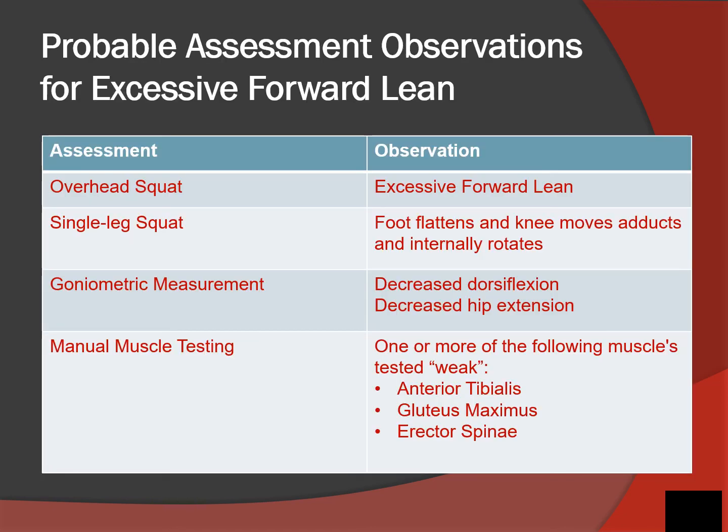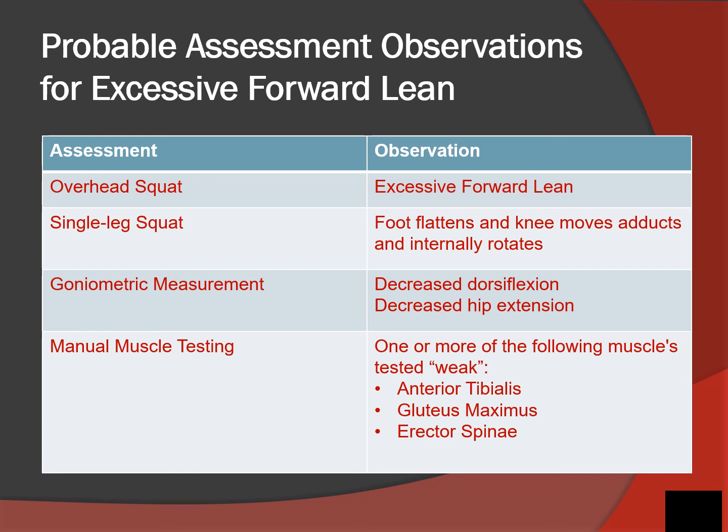Taking a little bit further with the overhead squat, excessive forward lean. Some of the things I see with a single leg squat: I see that the foot flattens and the knee moves into adduction and internal rotation. We're going to get that goniometer out. We're probably going to see decreased dorsiflexion and a decreased hip extension.